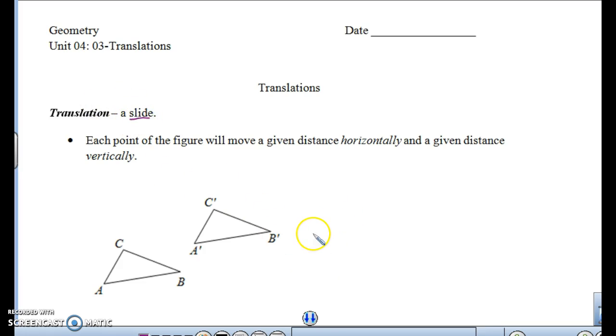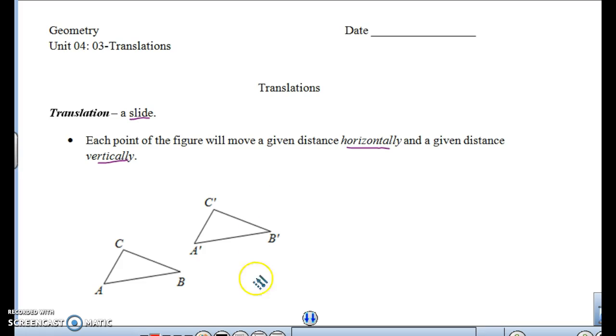So you are going to be moving every point the same distance in the same direction. Now, each point of the figure will move a given distance horizontally and a given distance vertically. So when you are sliding something, you are actually going a horizontal distance and a vertical distance.